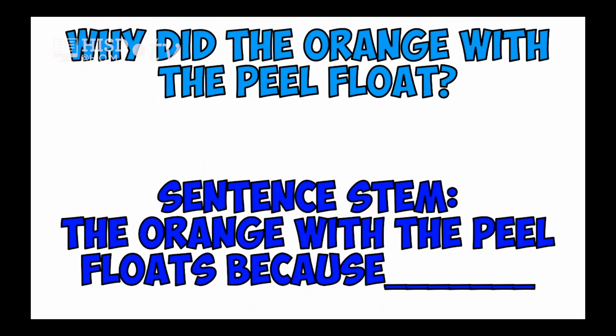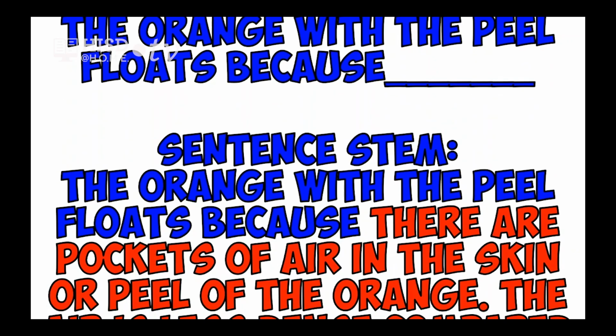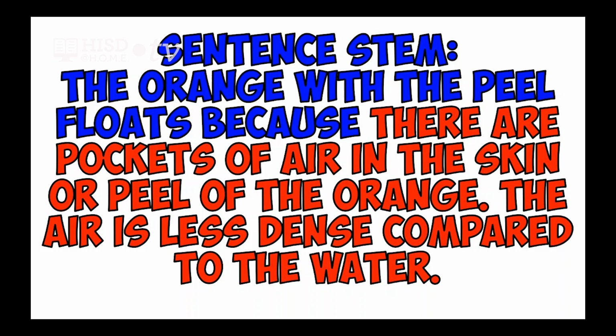Next question. Why did the orange with the peel float? You may use the stem, the orange with the peel floats because. Again, you may use the sentence stem. I'll give you some think time. The orange with the peel floats because there are pockets of air in the skin or peel of the orange. The air is less dense compared to the water.